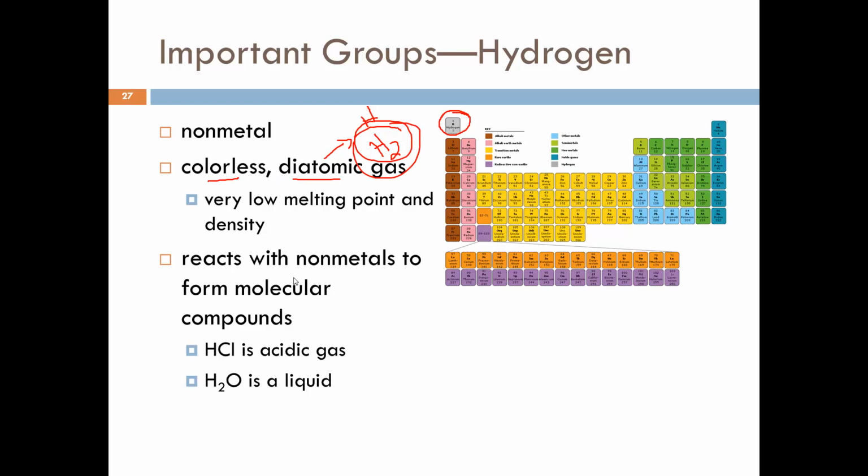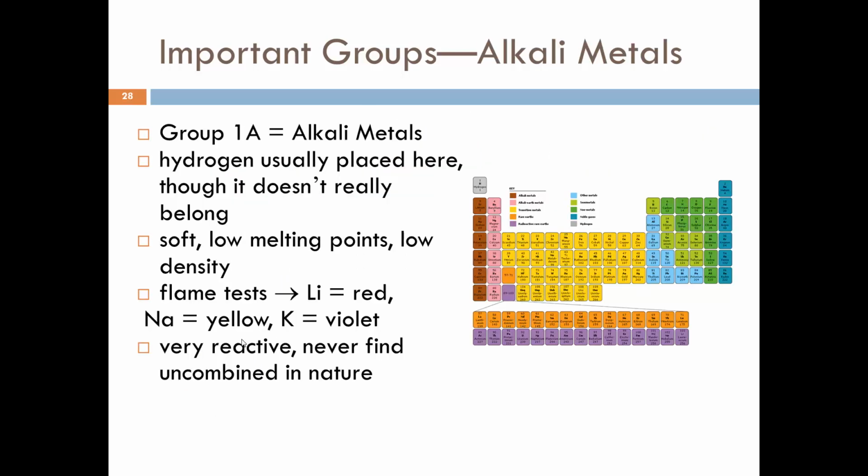Alkali metals are underneath the hydrogen. The hydrogen is usually placed here, though it doesn't really belong. They're soft with low melting points and low densities. And when you put them in a flame, lithium turns red, sodium turns yellow, and potassium turns violet. They're very active and never found uncombined in nature.